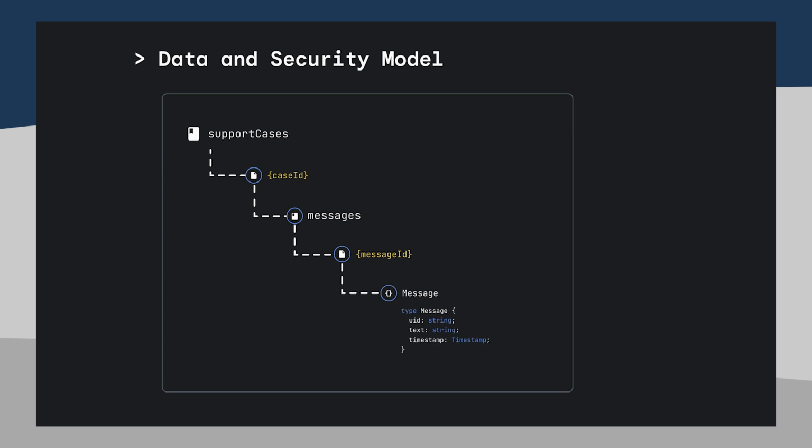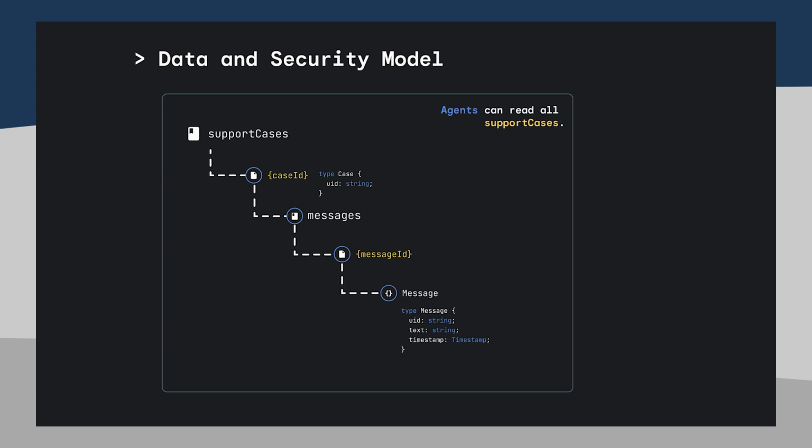Each message is going to have 3 fields: UID, text, and timestamp. This will tell us who sent the message, what the message is, and how to order the message. And every case will also have a type, and it will have a field of UID, and that will tell us who owns the case. So what customer has access to that case.